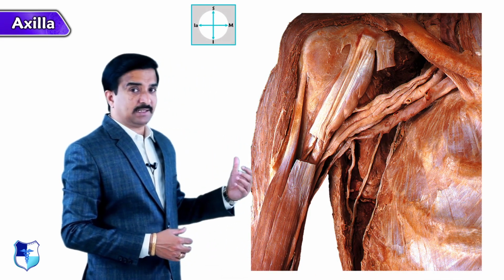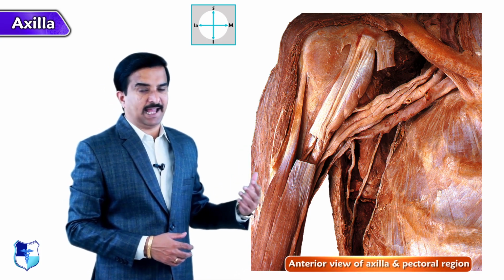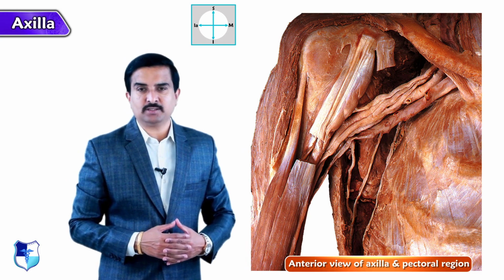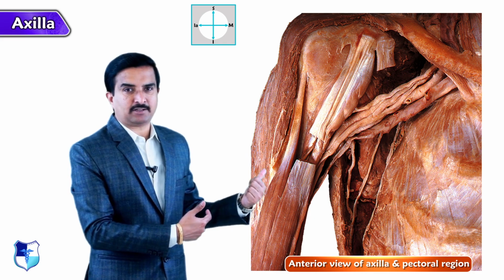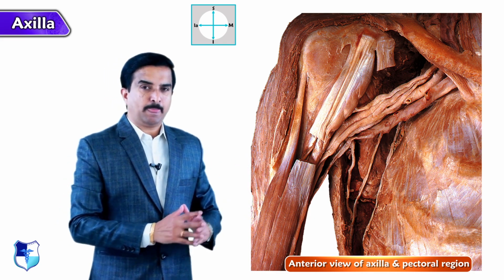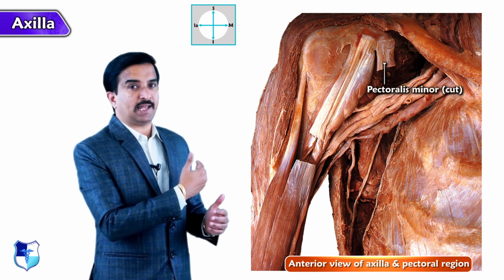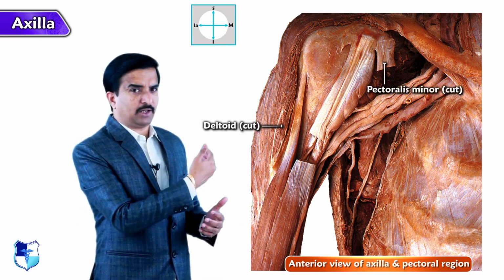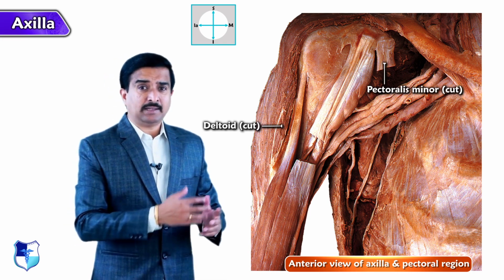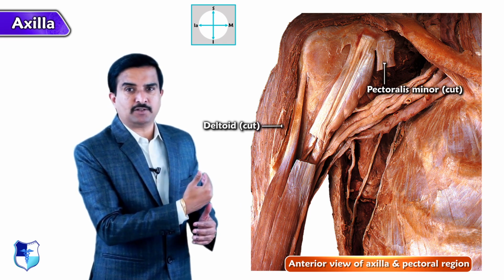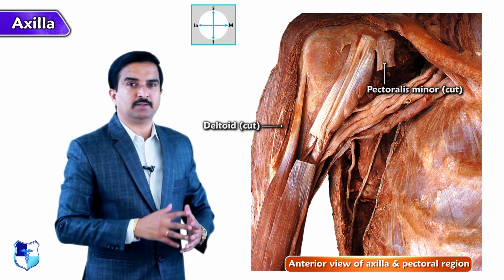The image you can see here is the anterior view of the axilla and the pectoral region, where the pectoralis major and axillary fat are removed. Now we can observe cut ends of the pectoralis minor as well as the deltoid. We could clearly see the borders of these cut sections. And these muscles are partially removed to expose the main contents which are present in the axilla.